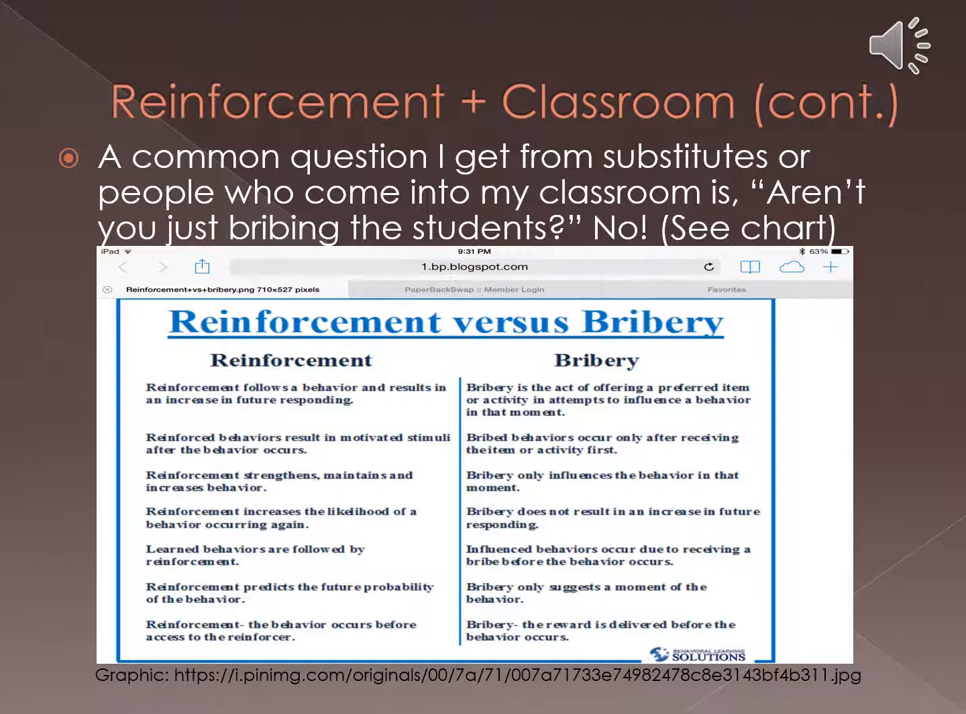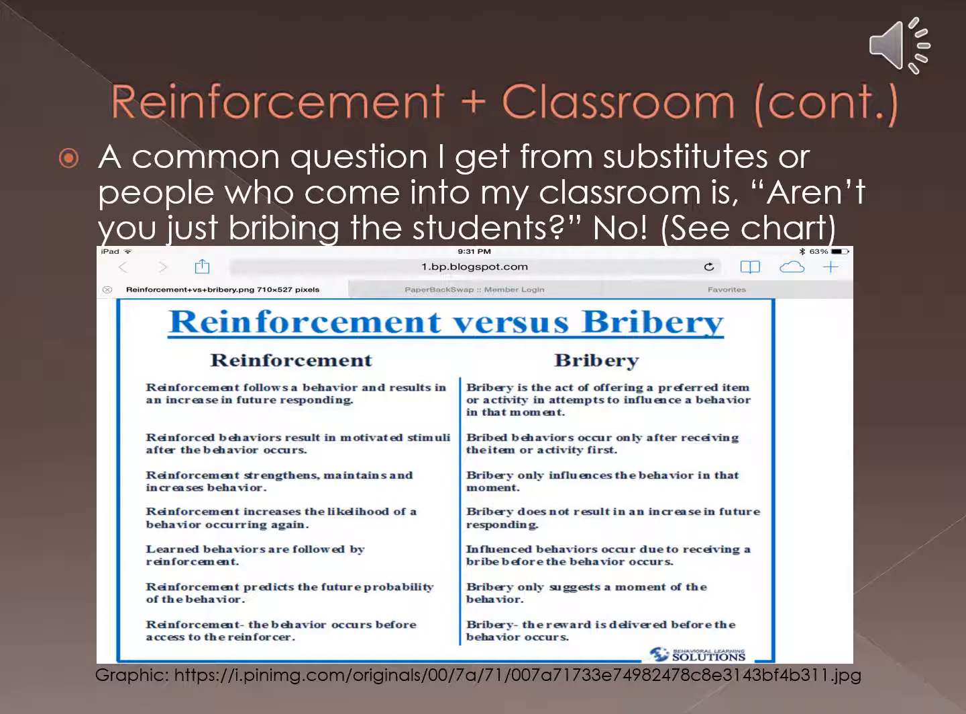So first, reinforcement follows a behavior and results in an increase in future responding. Bribery is the act of offering a preferred item or activity in attempts to influence a behavior in that moment. Reinforced behaviors result in motivated stimuli after the behavior occurs. Bribed behaviors occur only after receiving the item or the activity first. Reinforcement strengthens, maintains, and increases the behavior. Bribery only influences the behavior in that moment.